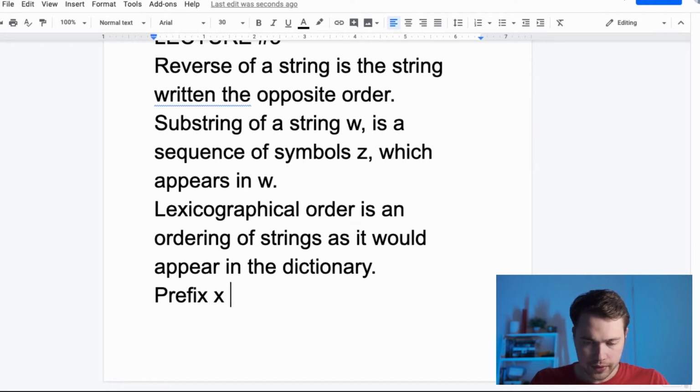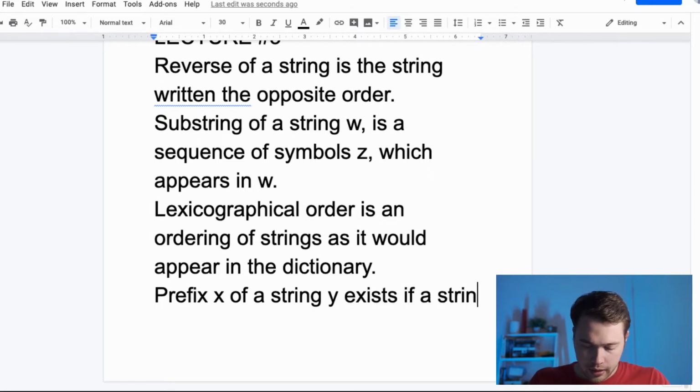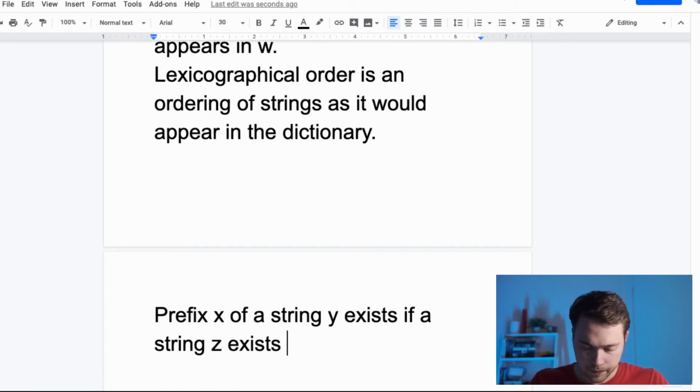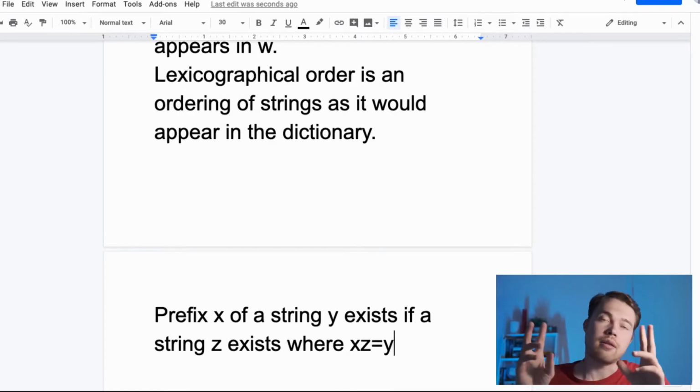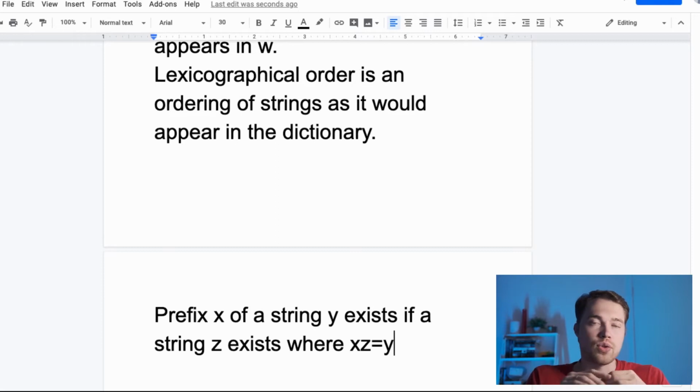What is a prefix? So a prefix X of a string Y exists if a string Z exists where XZ is equal to Y. Okay, so X is considered to be a prefix of Y if and only if there is a string Z which, if you concatenate it with X, gives you Y. Okay, so that's a formal definition of a prefix. I know, it's a mathematical definition, very short, very concise, super difficult to understand. It's definitely not human readable language, but yes, that's a formal definition of a prefix.